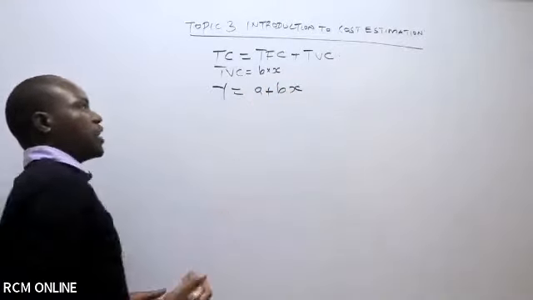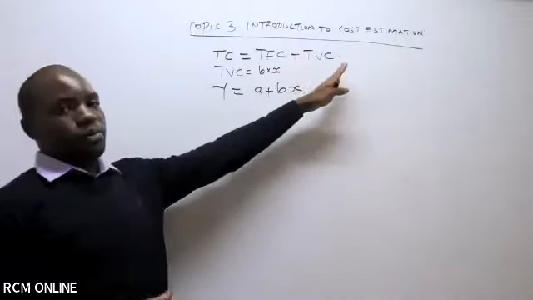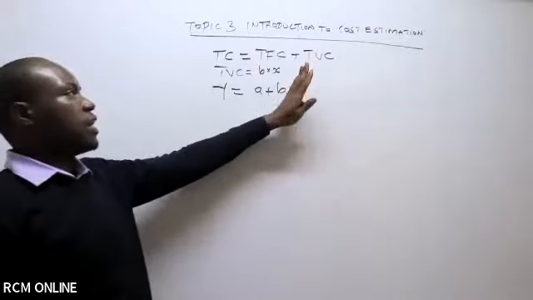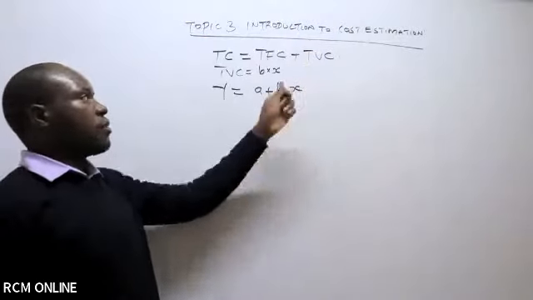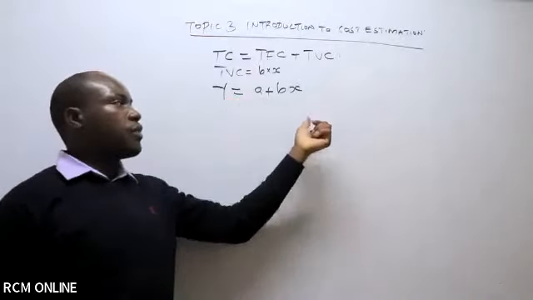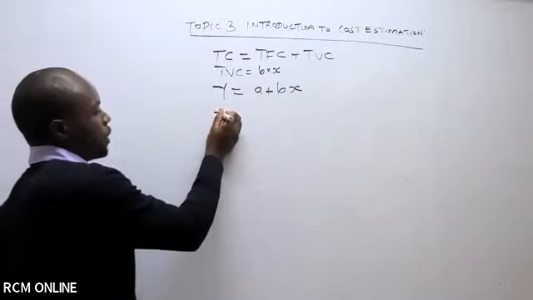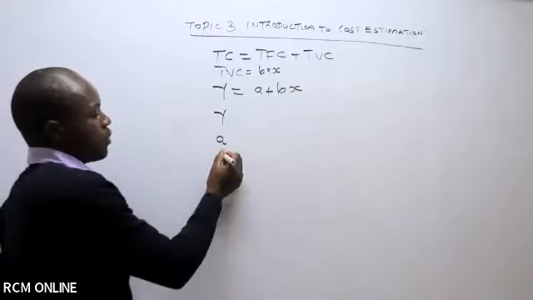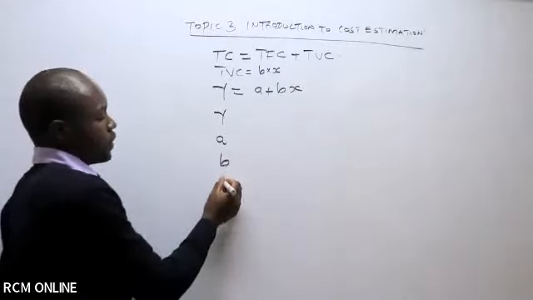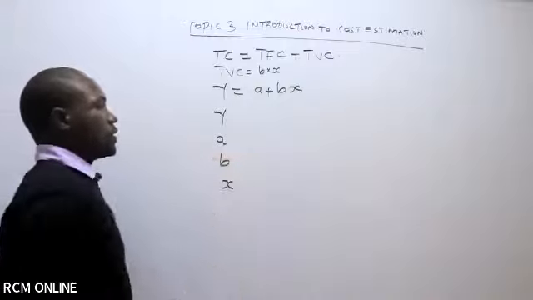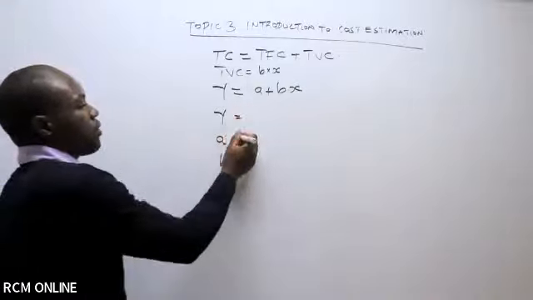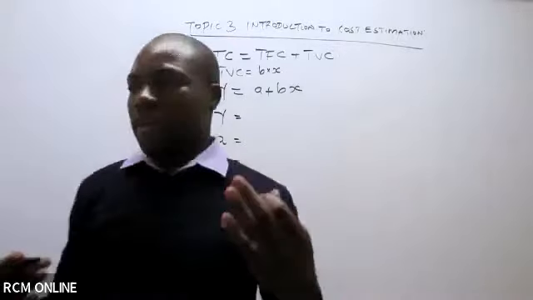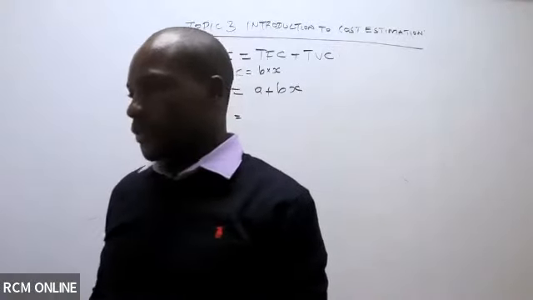So this is the introduction part of this particular concept of cost estimation. This is the first part of cost estimation. So under this particular formula, we'll be able to see what y represents. What do we mean by letter A? What does this B represent? What does this X represent? Before we get to now the methods of coming up with that.